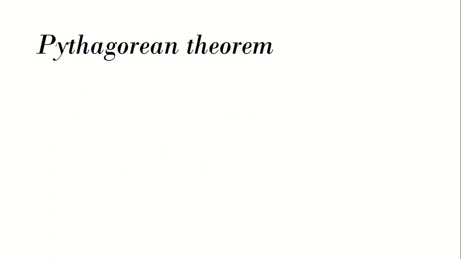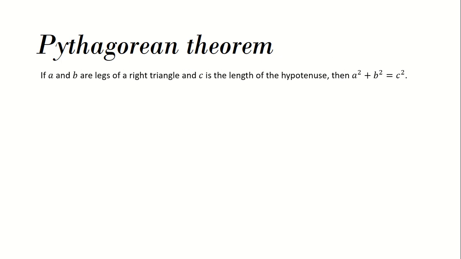What is the Pythagorean theorem? The Pythagorean theorem is defined as follows. If A and B are legs of a right triangle and C is the length of the hypotenuse, then A squared plus B squared is equal to C squared.